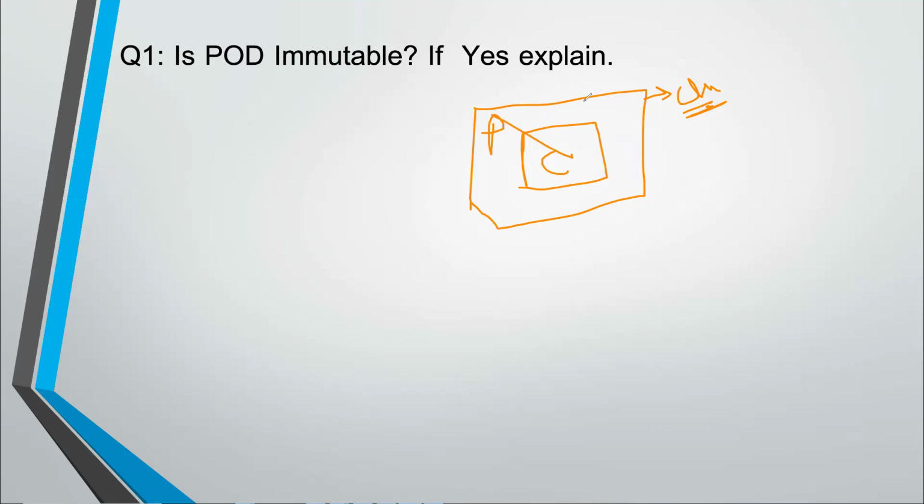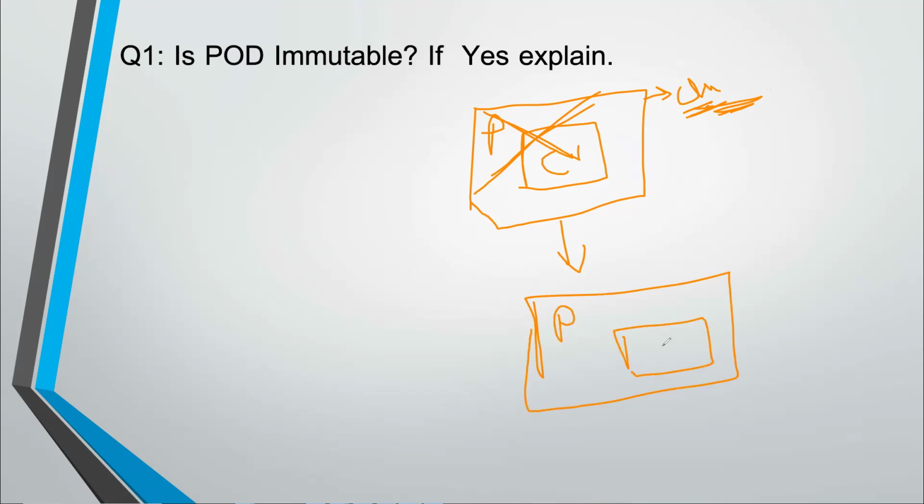The answer is no. We can't update any pods inside the cluster. You can't fix any issue. You can't log in and fix it. Rather, you can replace this complete pod with the new pod and the container. That's why we are telling the pod is immutable. We can't modify the pod. Rather, we always make a new pod and replace the old one with the new pod.